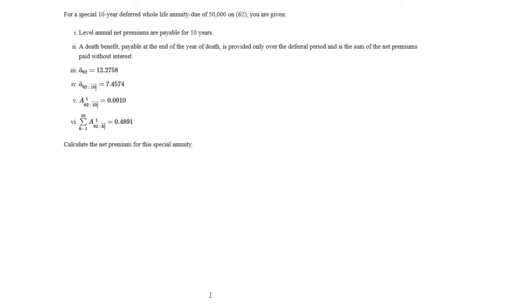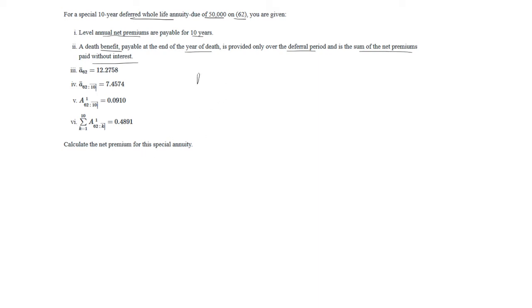In this problem, we have a special 10-year deferred whole life annuity due of $50,000 on age 62. We have level annual net premiums payable for 10 years. There's a death benefit payable at the end of the year of death and is only paid over the deferral period and is a sum of the net premiums paid without interest. And then we're given these values. We want to calculate the net premium for the special annuity.